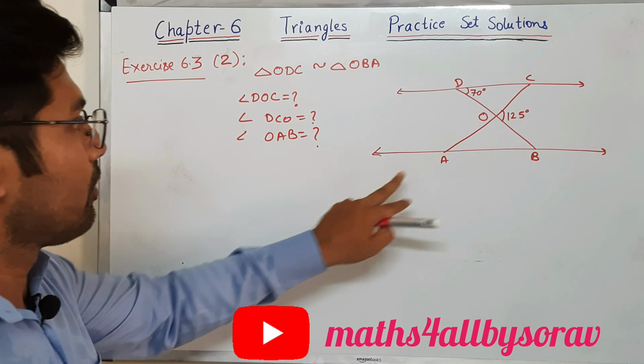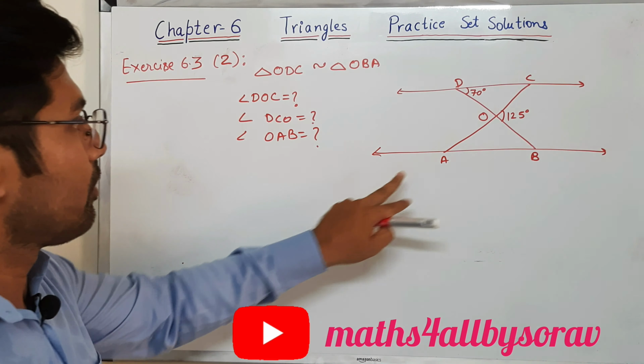If this is 55 degrees, these two lines are parallel and this is the intersecting line, so this is also 55 degrees. So DOC is 55 degrees, DCO is 55 degrees, and OAB is also 55 degrees. So this is the solution of this question.